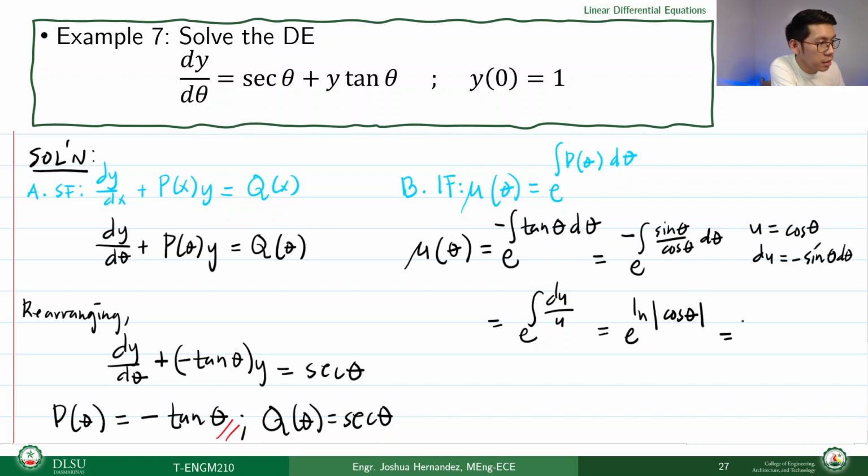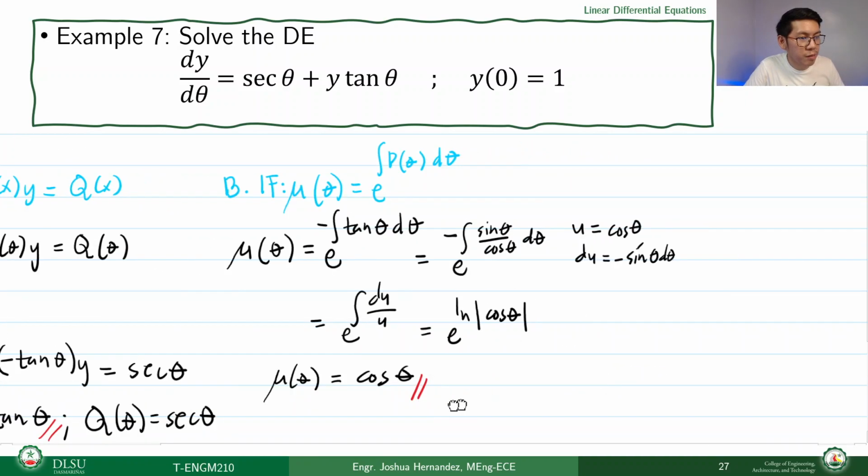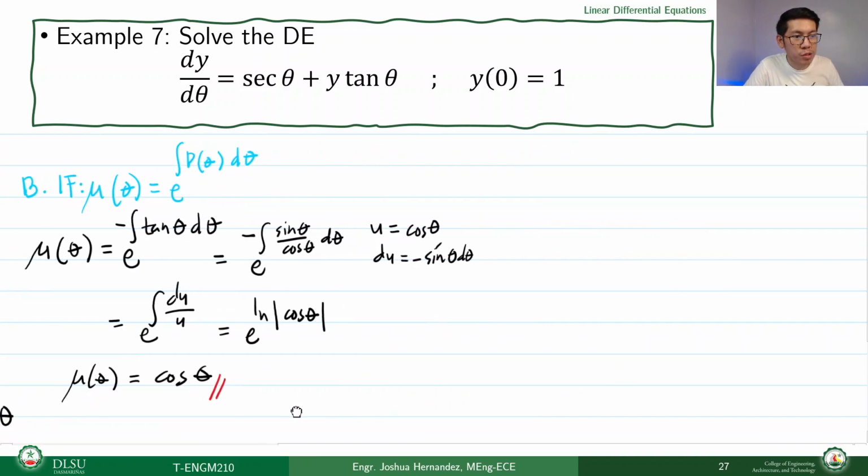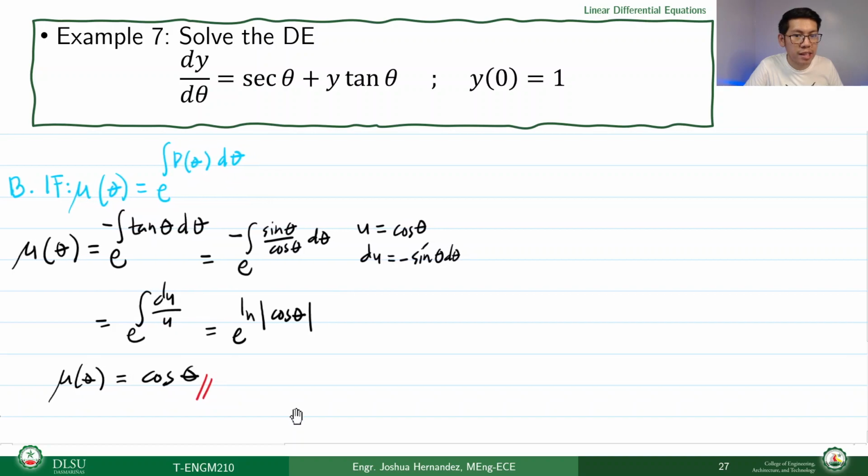And that is equivalent to, the ln cancels out because ln is raised to e, the natural logarithm, no? So we're going to get mu of theta equals cosine theta. So we now have our integrating factor, cosine theta. Now that we have this very important ingredient, we can now proceed to getting the general solution.